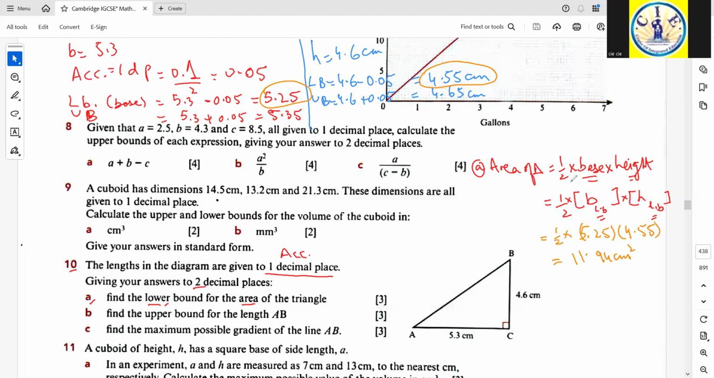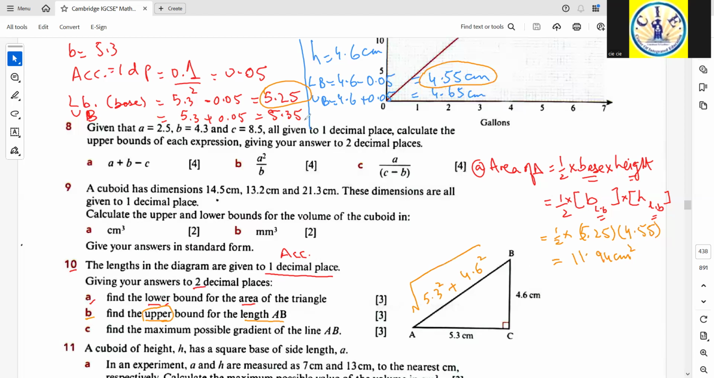Okay, now part B, find the upper bound of the length AB. We know that this is a right angle triangle, so the length would be given by Pythagoras theorem, the square root of 5.3 squared plus 4.6 squared. When we need its upper bound, we need the upper bounds of both the base and the height.